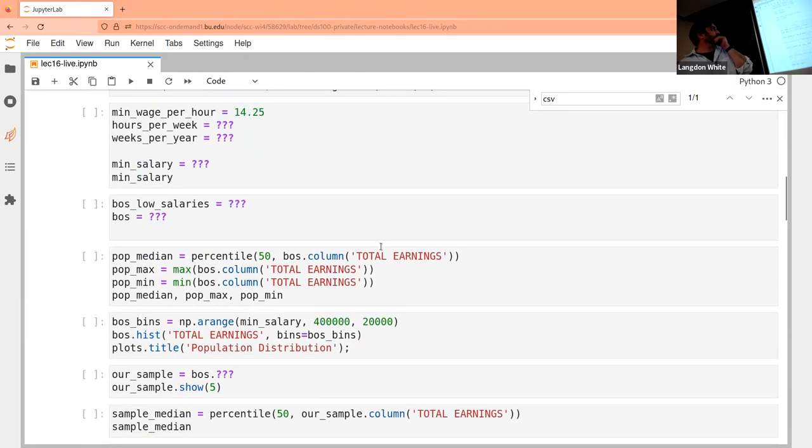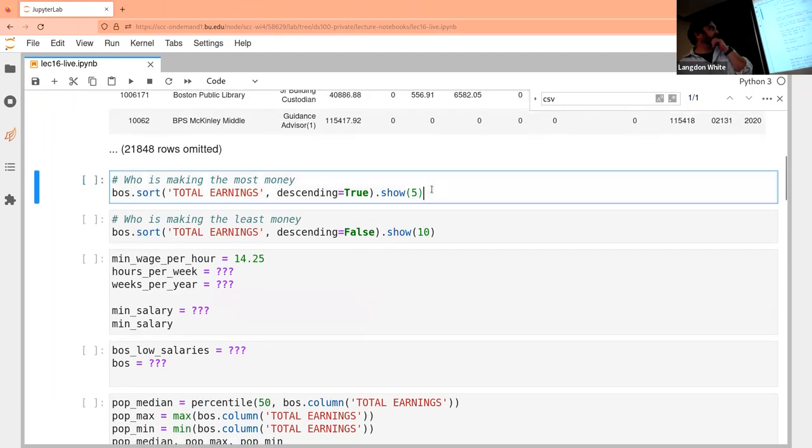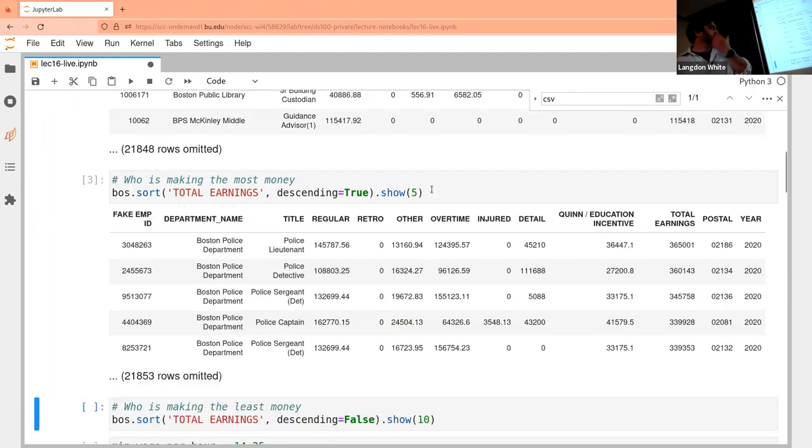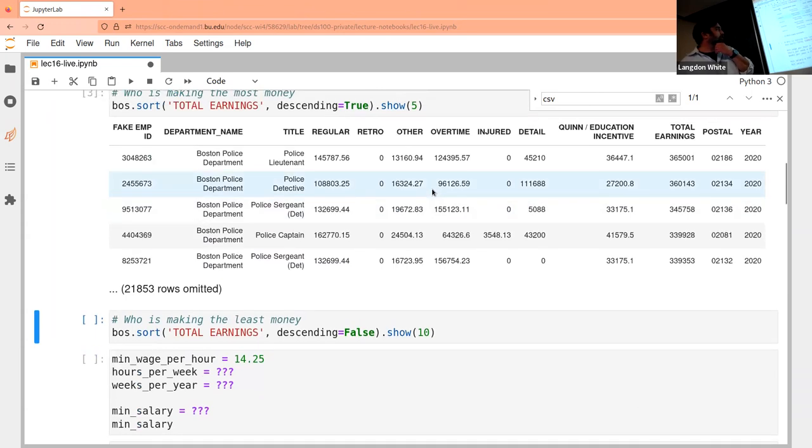Okay, so the first thing you're going to find out is who's making the most money, because everybody's always curious. What I found kind of shocking is that the top five best paid employees of the city are cops. I don't know if that's their total. This cop, for example, made $365,000 in 2020. So if you're thinking about a job other than data science, Boston Police might be what you want to do.